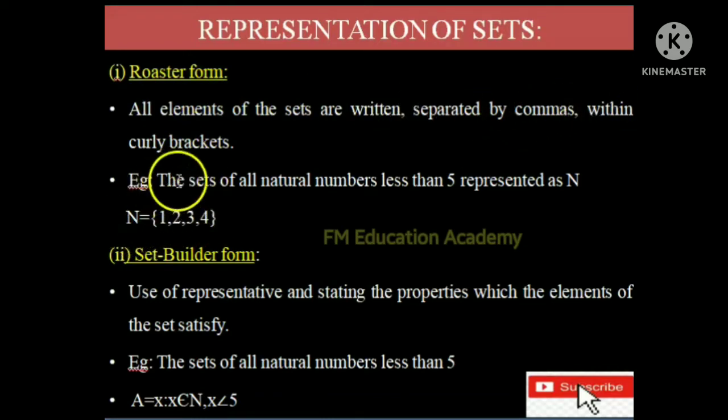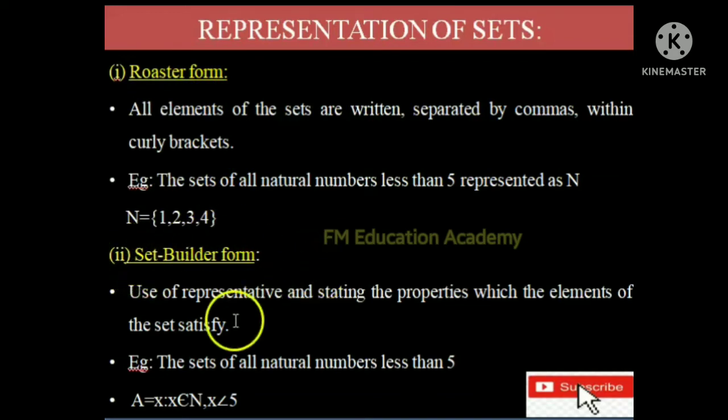For example, I want to write the set of all natural numbers less than 5, represented as N. It is telling me in the question. So how to write this in roster form? I know my set is a capital letter, so N is equal to, always we should have curly brackets and the elements should be separated by commas in case of roster form. Here it is telling me to write the natural numbers less than 5. So what are the natural numbers less than 5? 1 till 4 are the natural numbers less than 5. So I'll write 1, 2, 3, 4. Why commas? Because in roster form commas should be there.